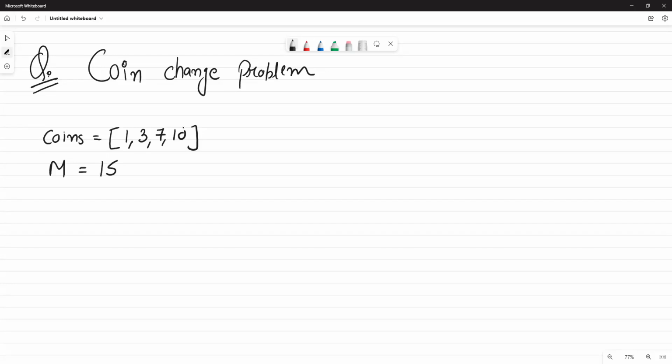Let's suppose you have the money as 15 and you want to get the change. So you need to find out in what way you will get the minimum coins as well as the change equal to your given money. Is my question clear, which I am explaining here?